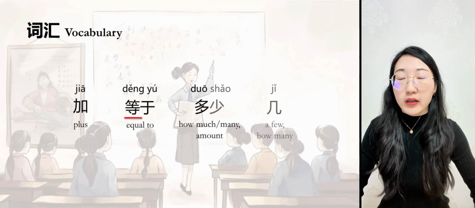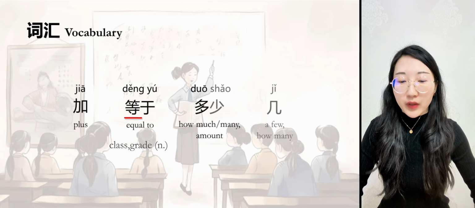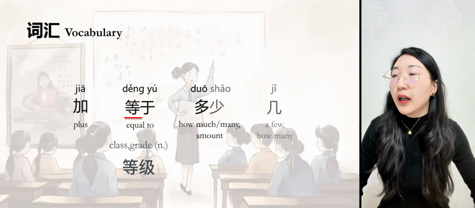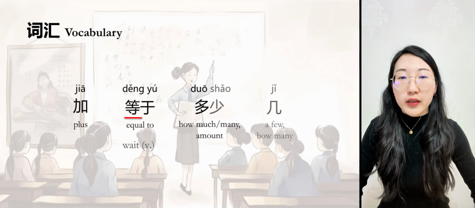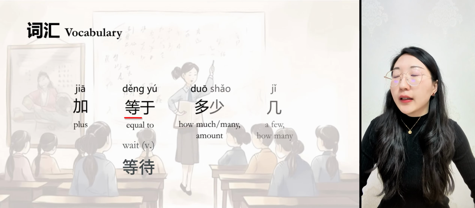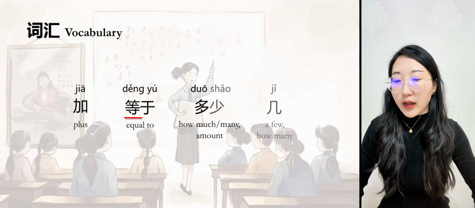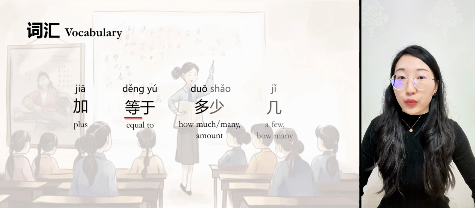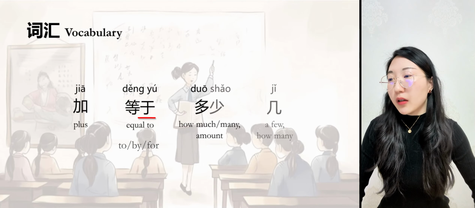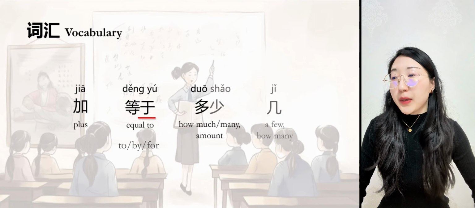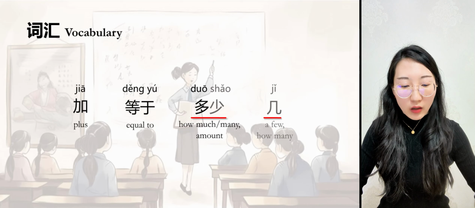So character 等 has 3 common meanings. The first one is a noun, meaning class, grade. For example, in the word 等级. And the second meaning is being used as a verb, meaning wait. For example, 等待. And the third meaning is being used as a verb, meaning equal, as in this word, equal to, 等于. And character 于 is usually a preposition and can mean to, by, or for, depending on being used in which word. Next 2 words, 多少, 几.